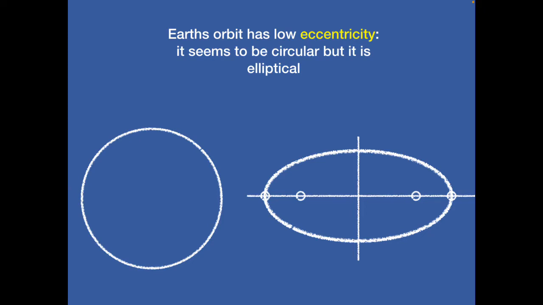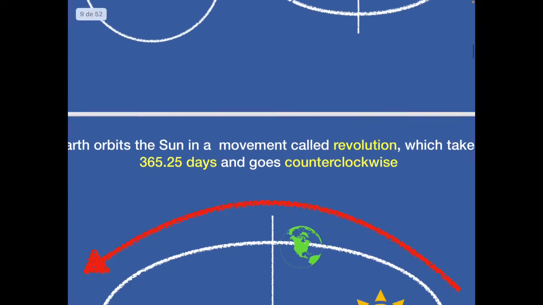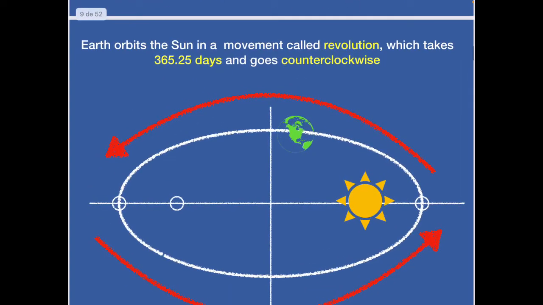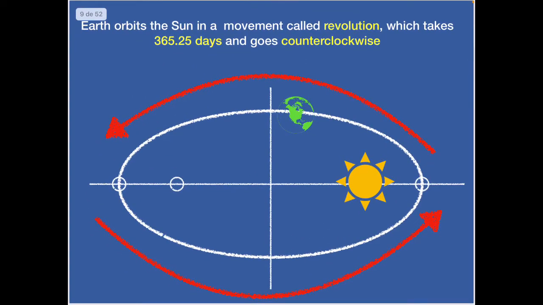In the perihelion, we are 147 million kilometers away from the sun, and in the aphelion, we are 152 million kilometers away from the sun. So there are more or less 5 million kilometers of distance between the aphelion and the perihelion. So now, this movement of the Earth moving around the sun in this orbit that is an ellipse is called revolution, right? And it is moving counterclockwise. That means that it goes against the clock.